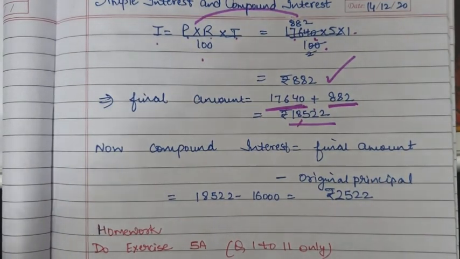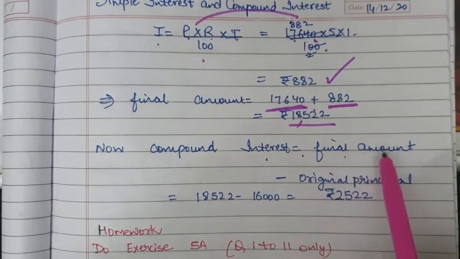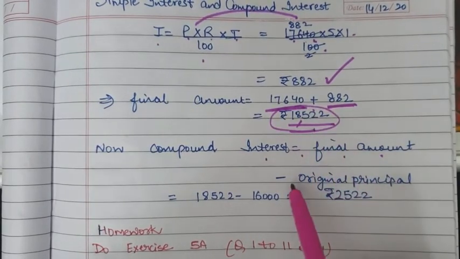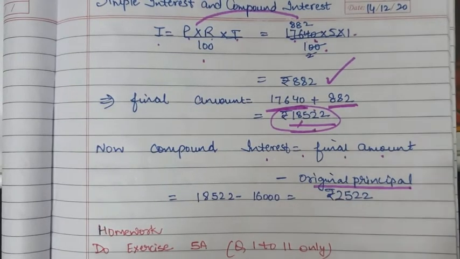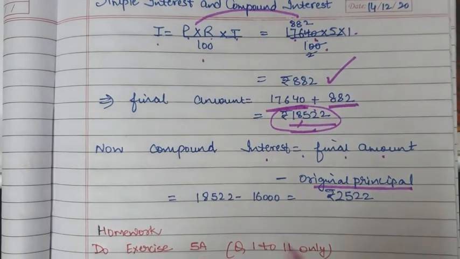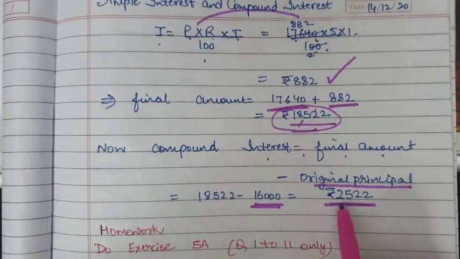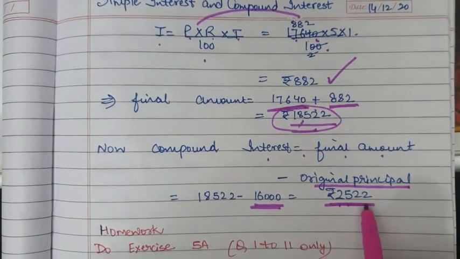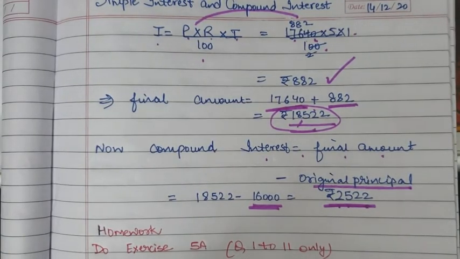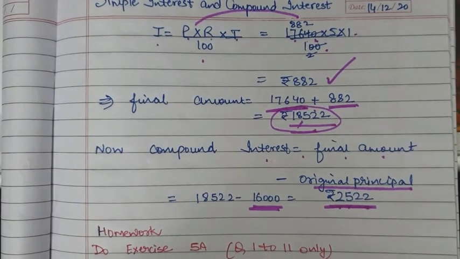So now students, what was the formula we discussed? Compound interest is equal to the final amount, that is this, minus the original principal. What was the original principal? From where we started, that was 16,000. So we get 2,522.